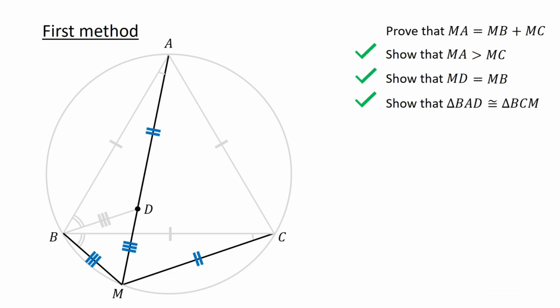Finally, we can prove that MA equals MB plus MC. MA equals MD plus DA. Since MD equals MB, MA equals MB plus DA. Since DA equals MC, we therefore have MA equals MB plus MC.